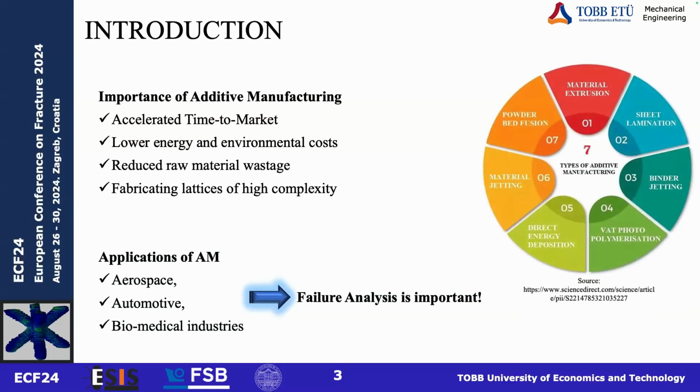We have different types of additive manufacturing: material extrusion, sheet lamination, binder jetting, vat photopolymerization, direct energy deposition or DED, material jetting, and powder bed fusion. What we used in this study is material extrusion.